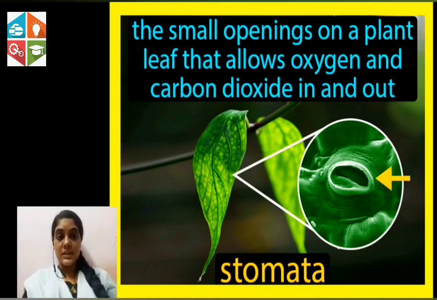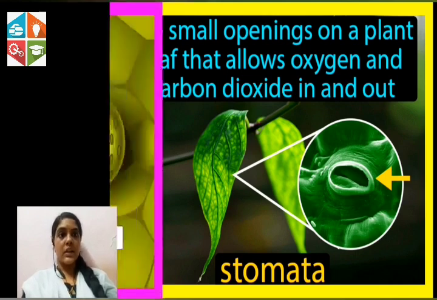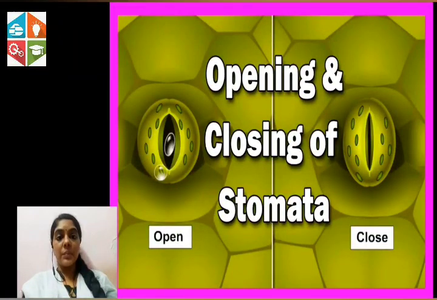So the stomata mainly help in the exchange of gases. As I said, carbon dioxide is taken in by the plants for preparing food and oxygen is given out. So via these pores only, exchange of gases takes place. So how do these pores open and close? Opening and closing of stomata.